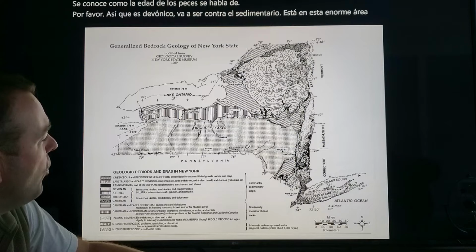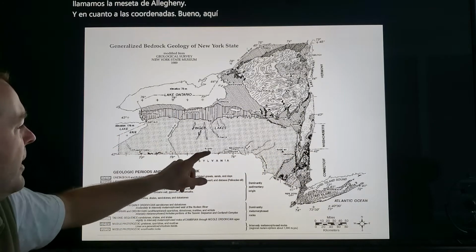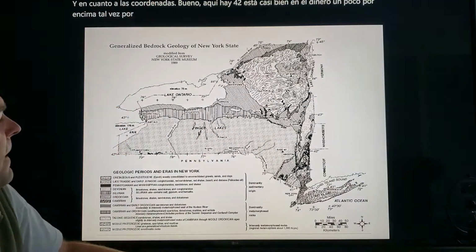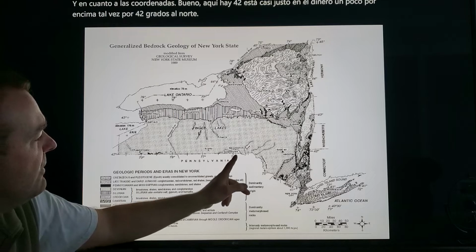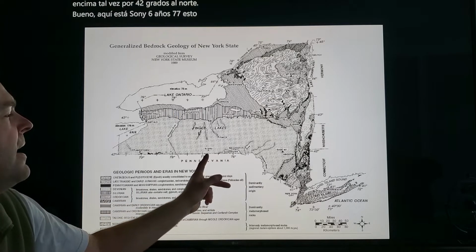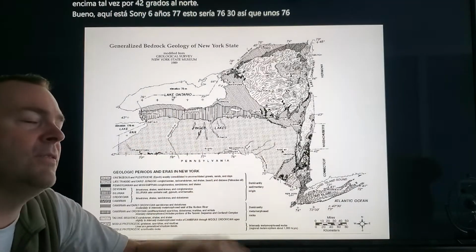And as far as the coordinates, well, here's 42. It's almost right on the money, a little above maybe, so 42 degrees north in a couple of minutes. And for your longitude, well, here's 76, here's 77. This would be 76.30, so about 76 degrees, 45 minutes. Again, we are west of England.